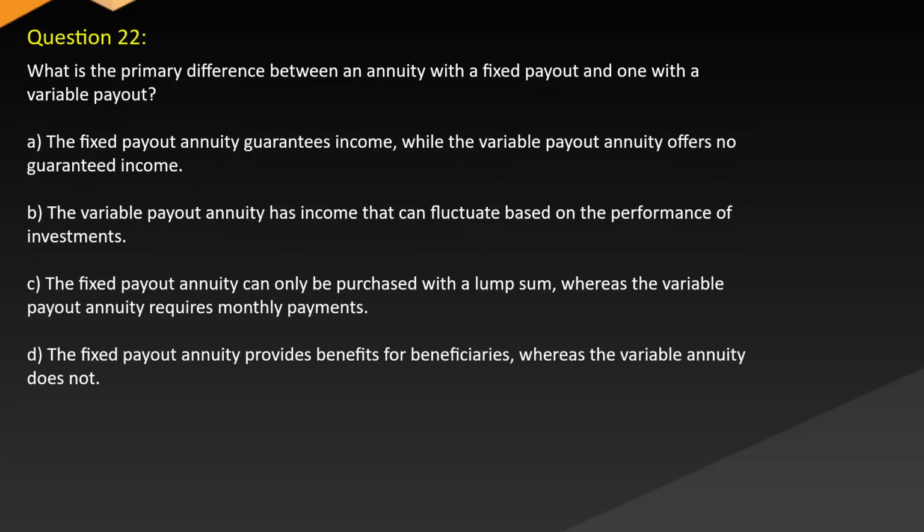Question 22. What is the primary difference between an annuity with a fixed payout and one with a variable payout? A. The fixed payout annuity guarantees income, while the variable payout annuity offers no guaranteed income. B. The variable payout annuity has income that can fluctuate based on the performance of investments. C. The fixed payout annuity can only be purchased with a lump sum, whereas the variable payout annuity requires monthly payments. D. The fixed payout annuity provides benefits for beneficiaries, whereas the variable annuity does not.